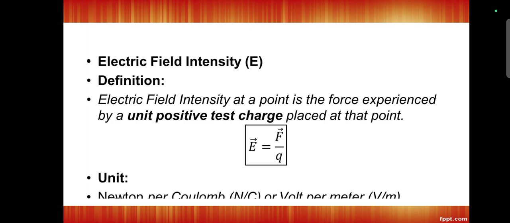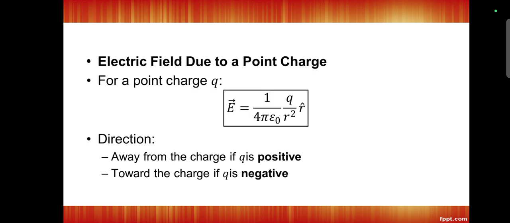The definition of electric field intensity at a point is the force experienced by a unit positive test charge. So electric field intensity at a point, E, is represented by the force experienced by a unit positive test charge placed at that same point, that is E is equal to F divided by Q. So the unit is N by C, newtons per coulomb, or volt per meter.